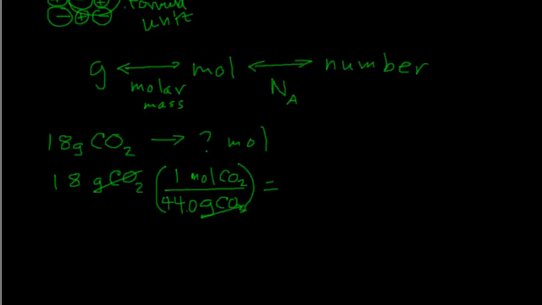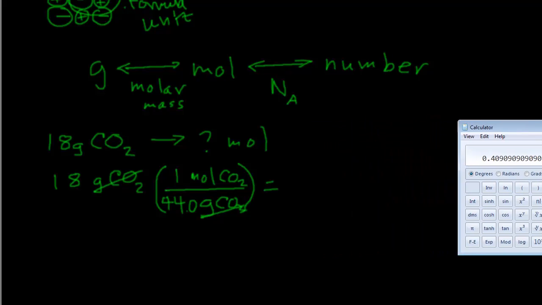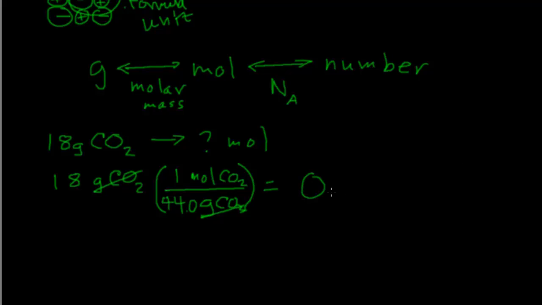Let me bring my calculator up over here. So here's your calculator. We want to take 18 and we want to divide that by 44. And what does that equal? Oh, too many times. Let's try that again. 18 divided by 44 is equal to 0.409, or 0.41 in round numbers. So we're going to say 0.41 moles of CO2. Let's check and make sure that this makes sense.